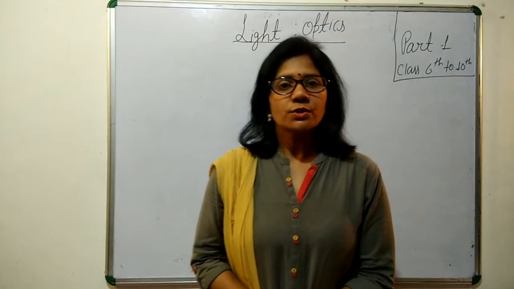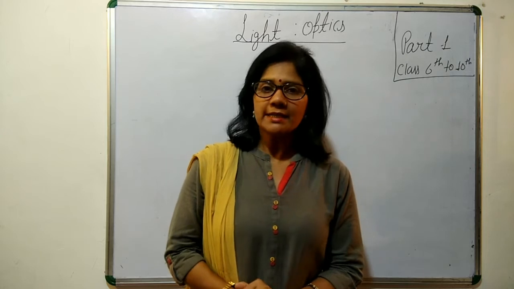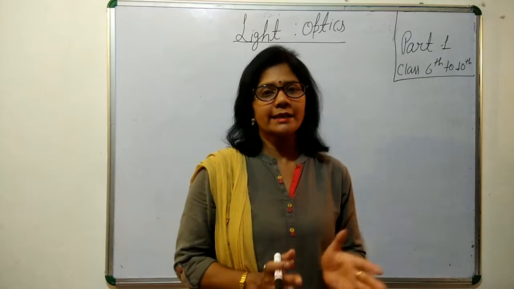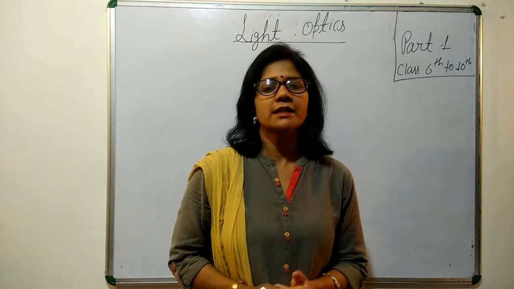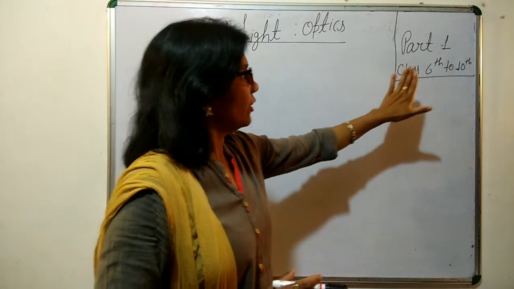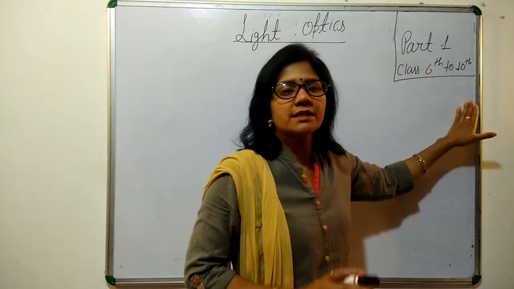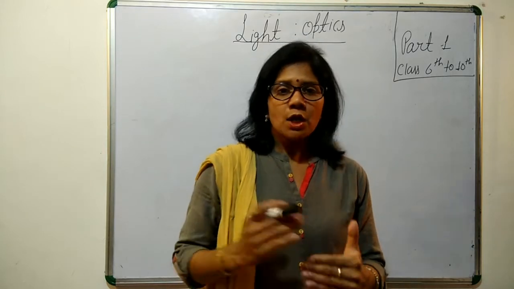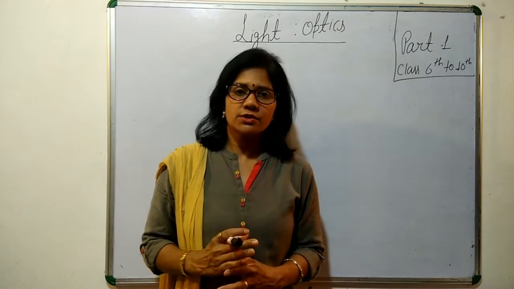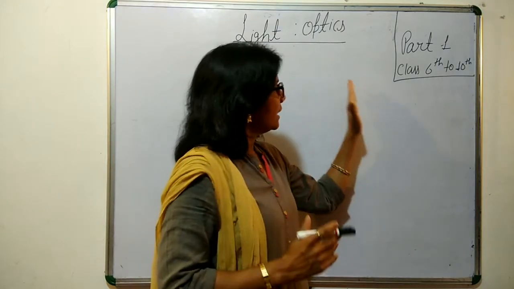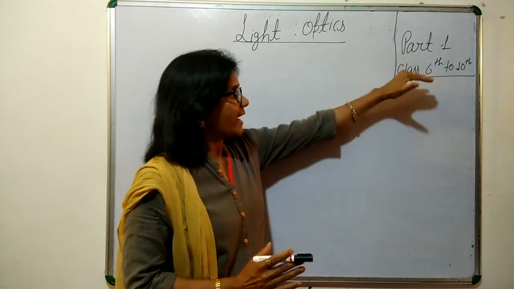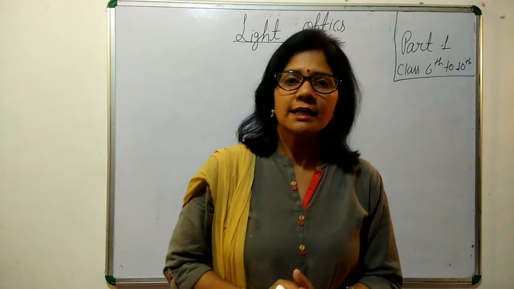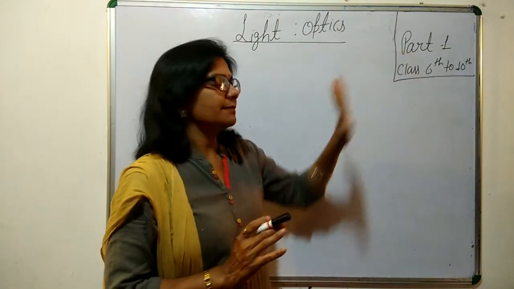Hello students, today we will discuss an important chapter in science called optics, which includes ray diagrams, all of ray optics, and the characteristics of light at the level of class 6 to 10. Because this chapter is very important and it begins from class 6, we will make our basics strong. So I will introduce this topic at the level of class 6 and gradually we will proceed to class 10. This is part 1.